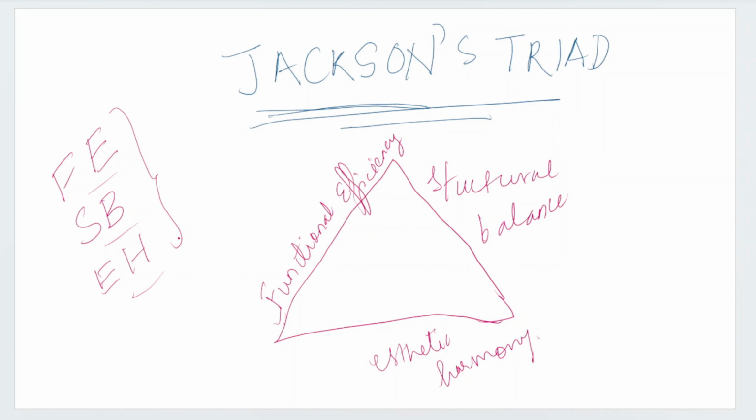Functional efficiency. How can function have a balance? Function cannot have balance, right? Only the structures can balance. The Eiffel Tower can have a balance, but the person eating over there cannot have balance. He or she should be efficient at eating the pizzas and burgers, right?